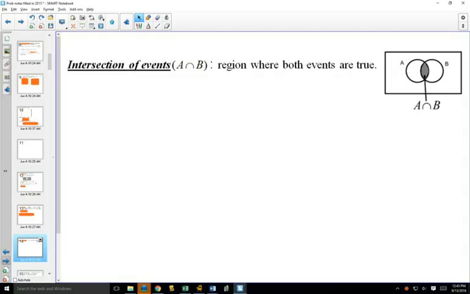So if event A was spaghetti and event B was pizza, this part in the middle, I'm sorry, I shouldn't use food examples at lunch, right? Oh, okay.